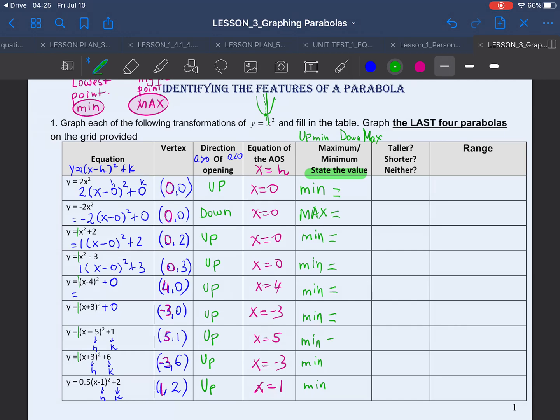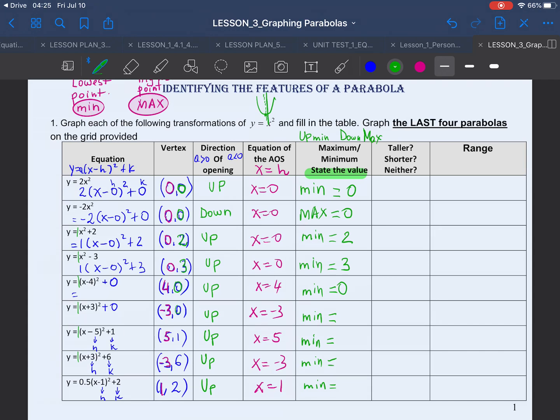And now we have to state the value. Remember that the minimum or maximum, or how high or how low the parabola is, will all depend on the y coordinate at the vertex, because the y will move the parabola up or down, right? So the min and max are always represented by the coefficient k. The coefficient k is this second number in here. So we're going to say the minimum is 0. This one here is also 0. This here is 2.